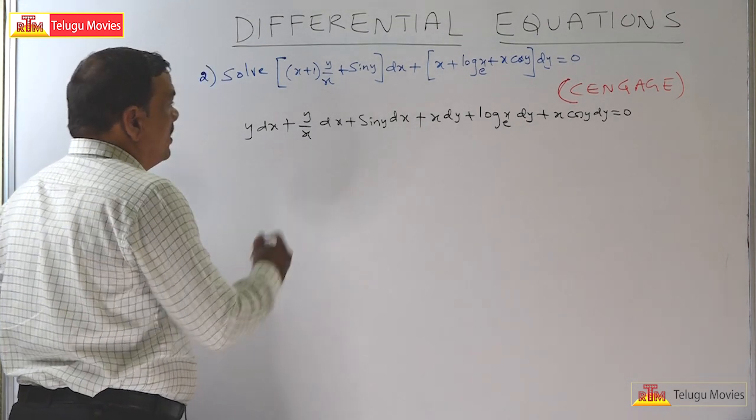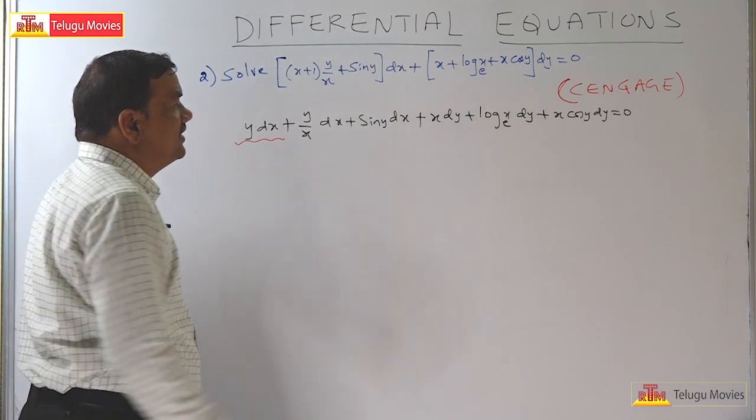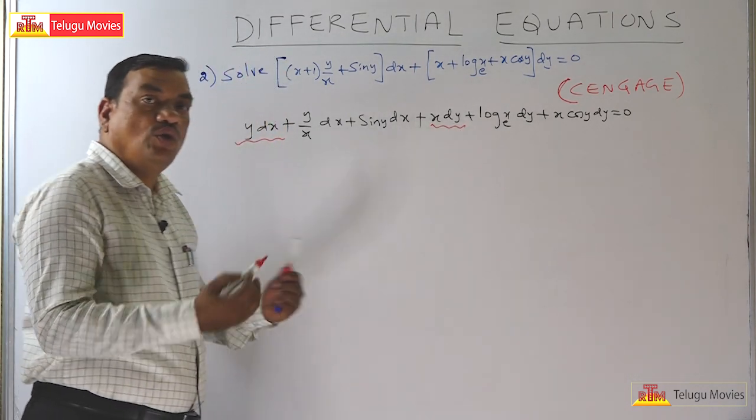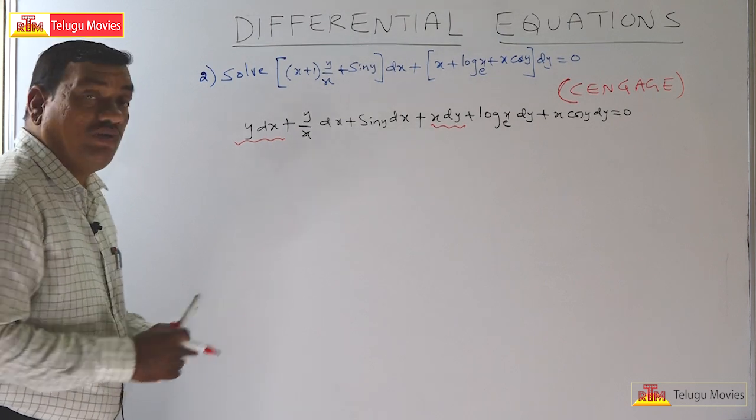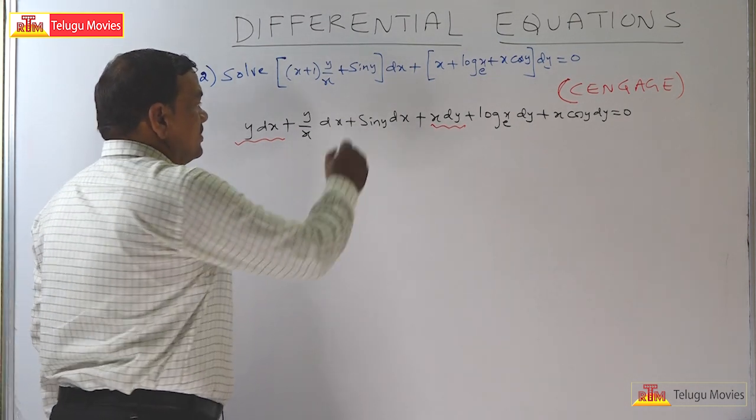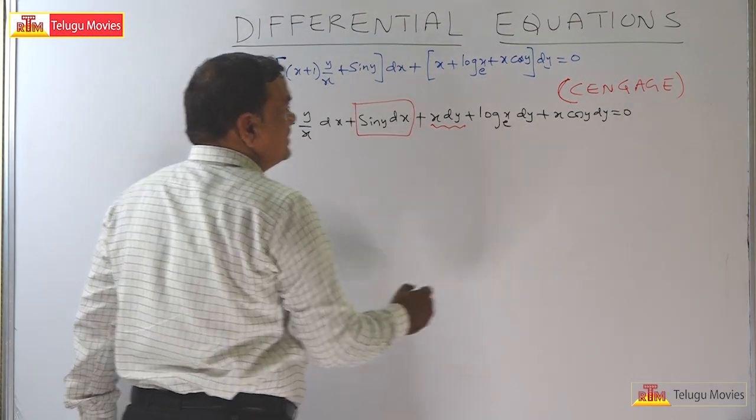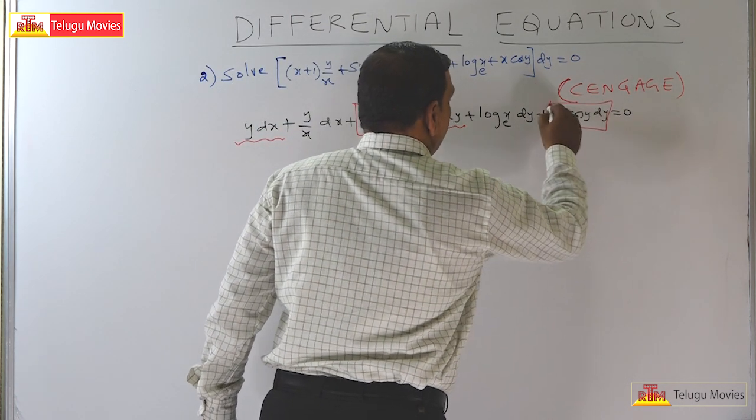See here, y dx is there, here x dy is there. You can group them together. Next one, trigonometric functions. So this is sin y dx, and this is x cos y dy.